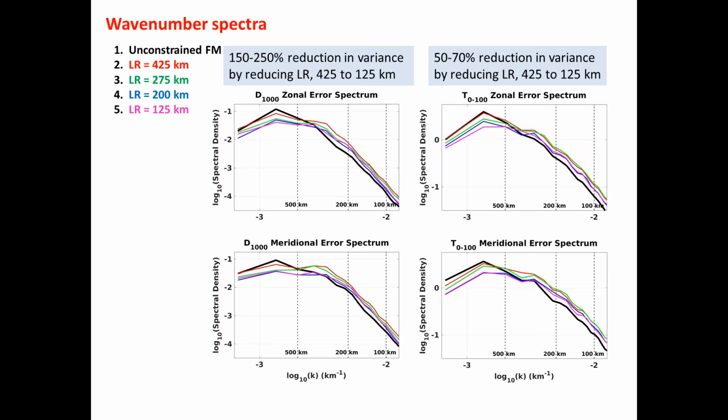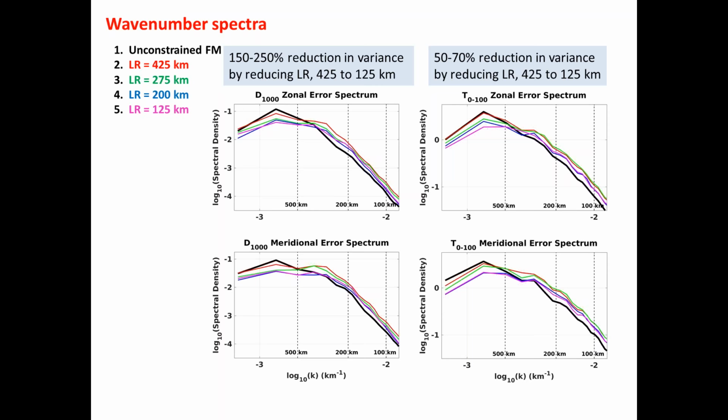It looks compressed here, but there's actually a fairly large reduction in variance. For example, for dynamic height, the reduction over, say, the upper half of that wavenumber range is between 150 and 250% by reducing the localization radius from 425 to 125 kilometers. Somewhat smaller for the upper ocean temperature average, 50 to 70%, but still fairly substantial. So you see a very strong impact of the choice of localization radius.